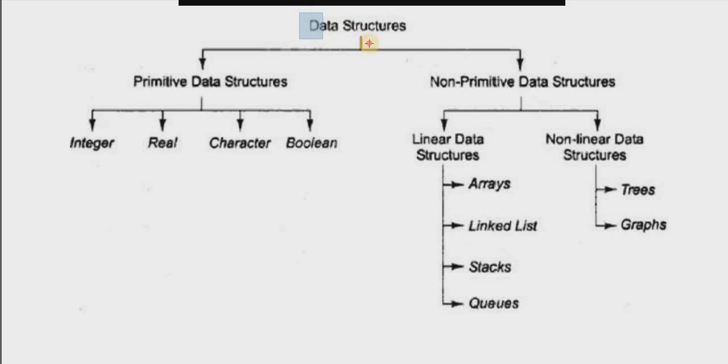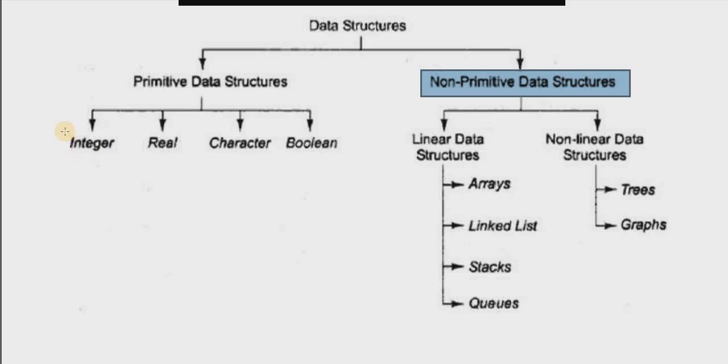So this is data structure. In data structure there are 2 main types: primitive data structure and non-primitive data structure. So what is primitive data structure? Primitive data structure is nothing but simple data structure which machine can easily work with.